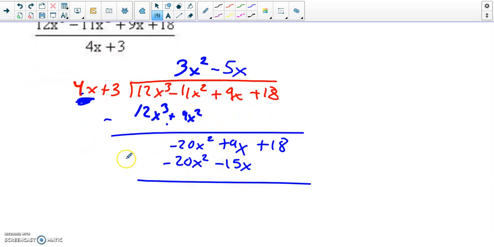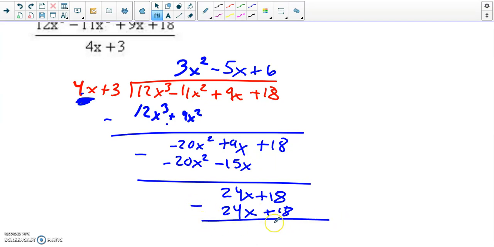Negative 20x squared minus negative 20x squared is 0. 9x plus 15x is 24x. Drag down the 18. Okay, we have to ask another question now. What do you multiply 4x by to get 24x? Well, that's just 6. So add a plus 6. 4x times 6 is 24x. 3 times 6 is 18.